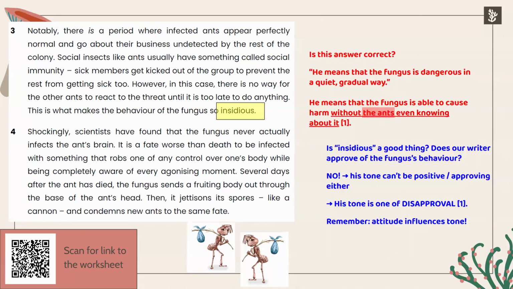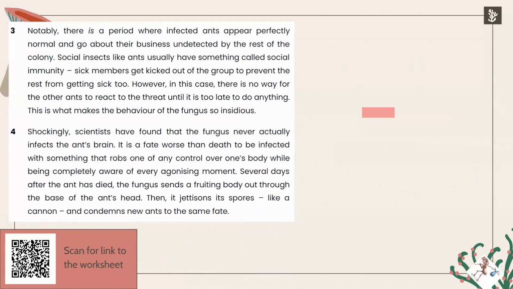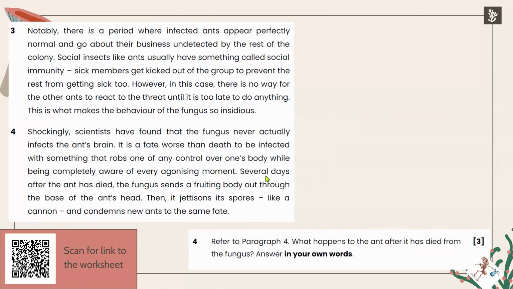Okay. Now, I'm going to move on to the next one. Oops, sorry. Let me clear the screen. Okay, so the next question I do think is our question four. What happens to the ant after it has died from the fungus? Now, one thing interesting about question four, notice it is worth 3 marks. So the minute it is worth 3 marks, you know for sure that it cannot be a single sentence, right? It cannot be a very short answer. You likely need to do sourcing for 3 points or 3 parts.